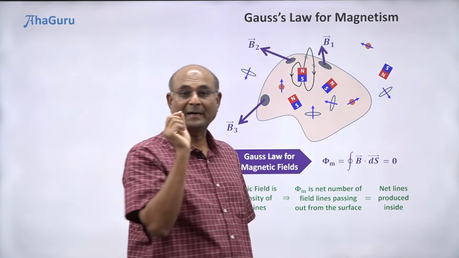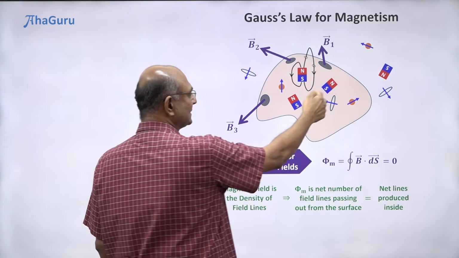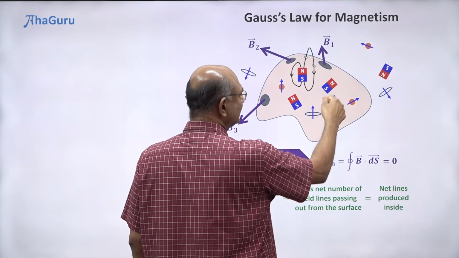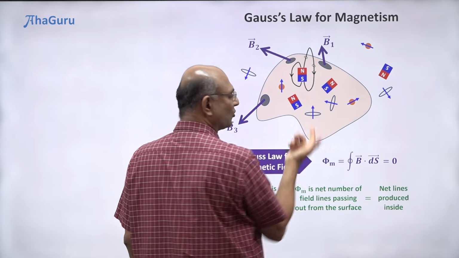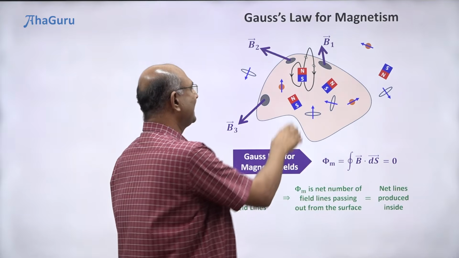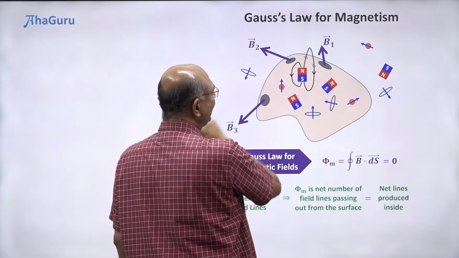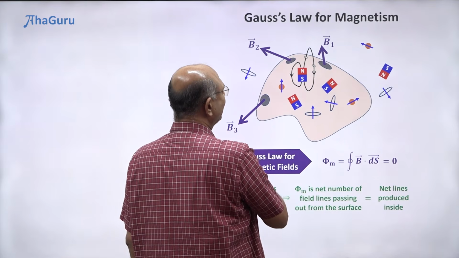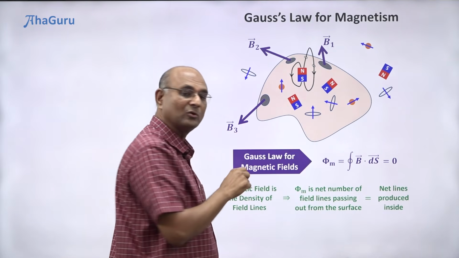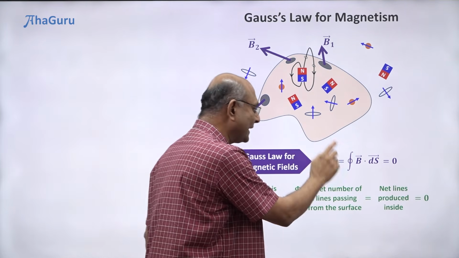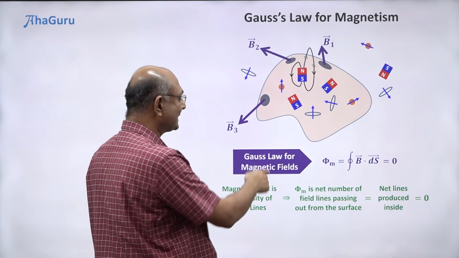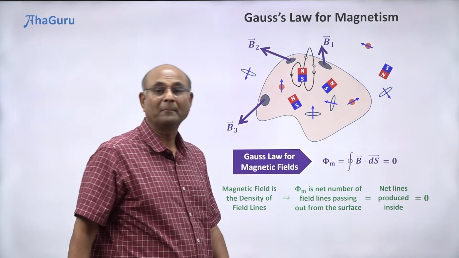For a fundamental current loop, like this tiny circular loop, you will again see that lines are starting and ending, so it is a closed loop. So again, you don't have net lines produced. And elementary particles also behave like a small tiny dipole like this with a small magnetic moment, and lines basically are closed loops there as well. So that means the net number of lines produced is 0, and that's exactly what Gauss law for magnetic fields tells us.